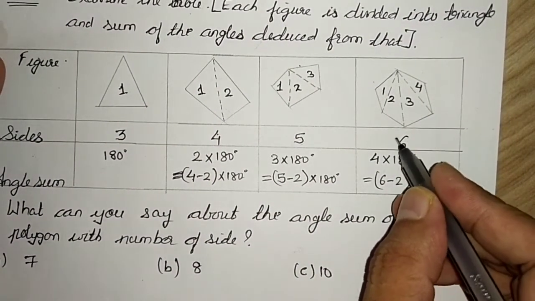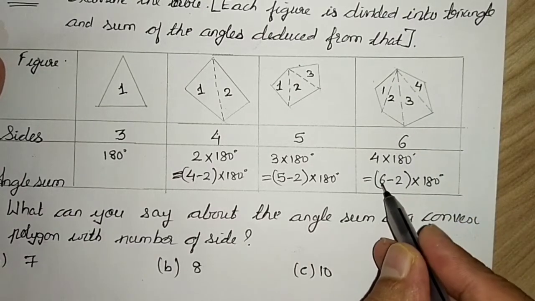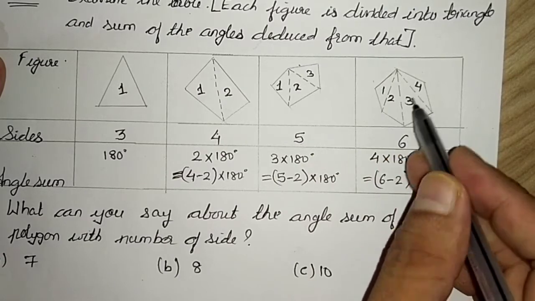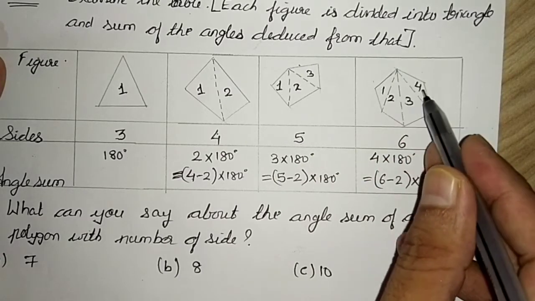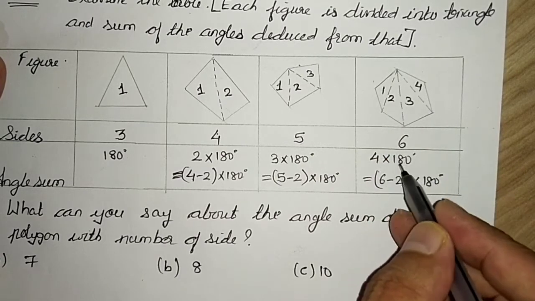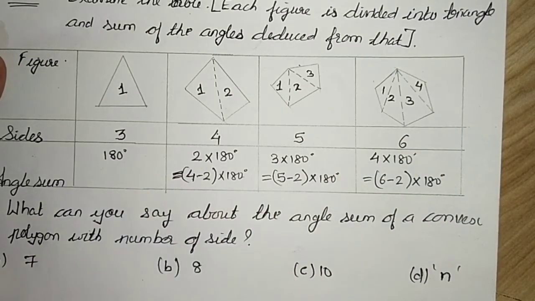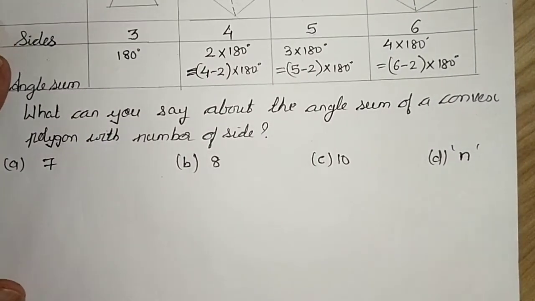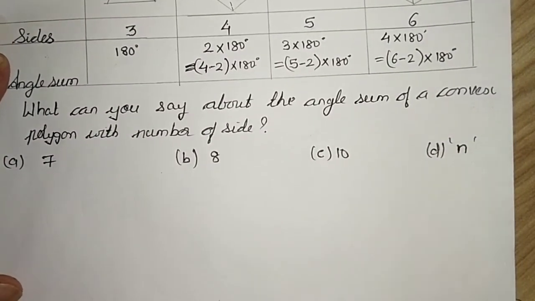Similarly, if it is having 6 sides, then also if you subtract 2, you will get the number of triangles. That is 4 triangles you will get. And 4 into 180, then you can find the angle sum property. Now, we have examined, we have studied this table. Now, what they are asking us to do, let us see.